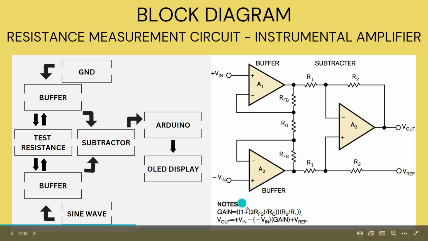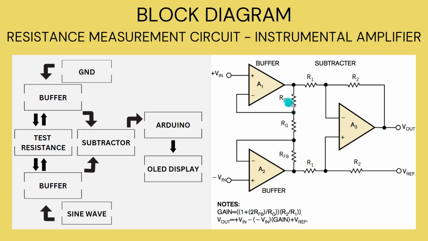And here you can see the total output. It's the difference between these 2 inputs, and the gain is equal to R2 by R1, and RG is the test resistance we want to test. According to the resistance we want to measure, we change this resistance, RFB. RF and RFB are both the same. To simplify the circuit, we took the R1 resistances with the same values, and likewise R2 and R2.